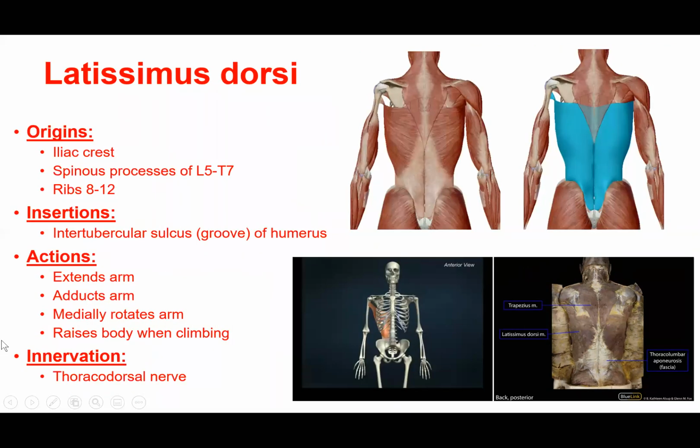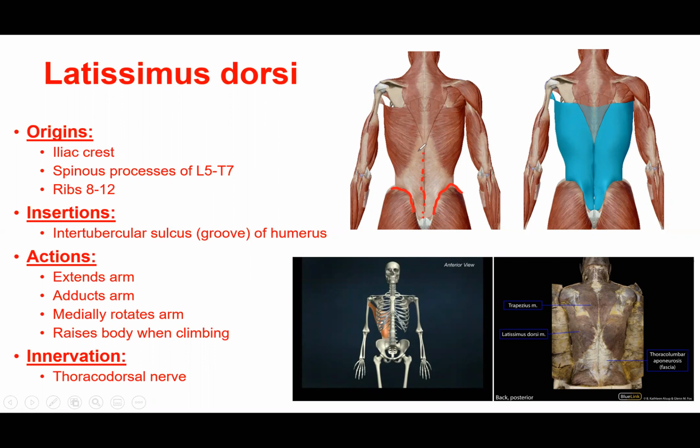All right, so the next muscle is the latissimus dorsi muscle. And this one has origins from the iliac crest. Okay, so when you put your hands on your hips, you're feeling your iliac crests. Hopefully you guys remember that. It also originates from the spinous processes of L5 through T7. So it's going to be approximately that region.